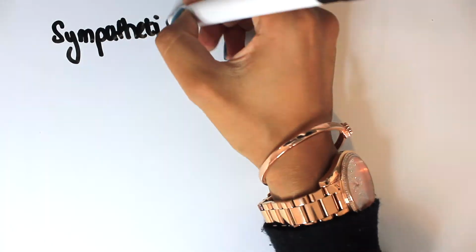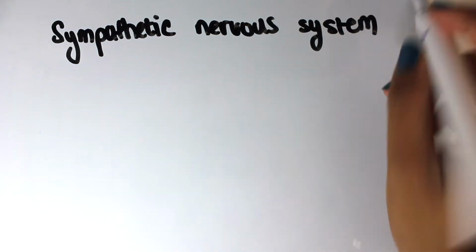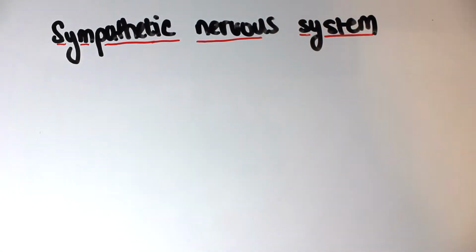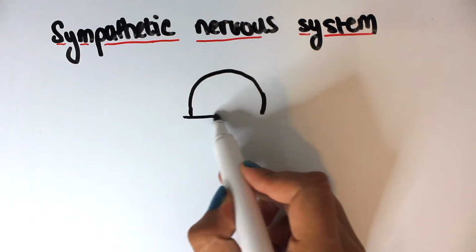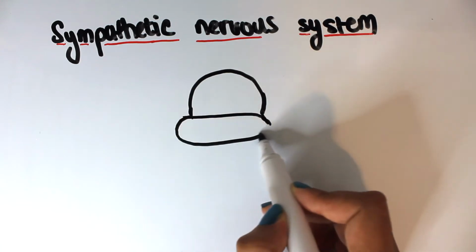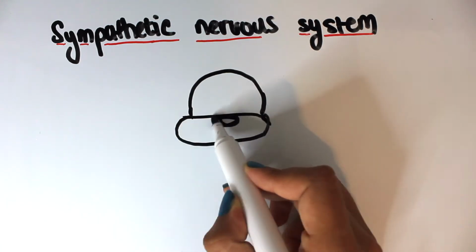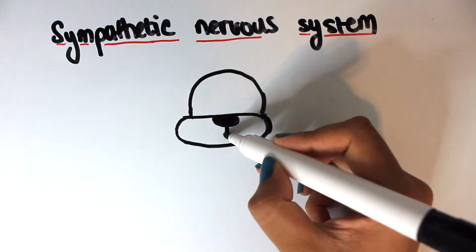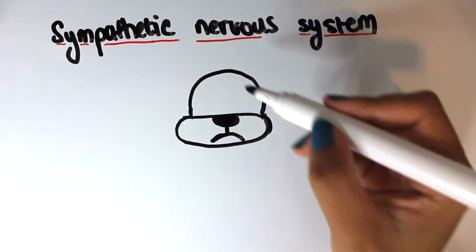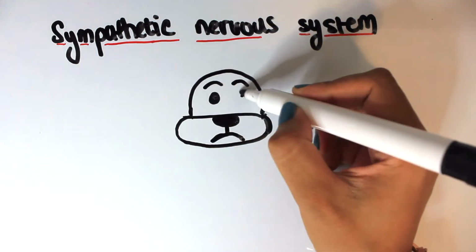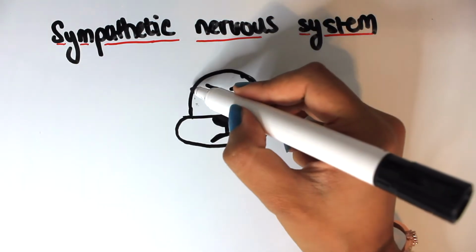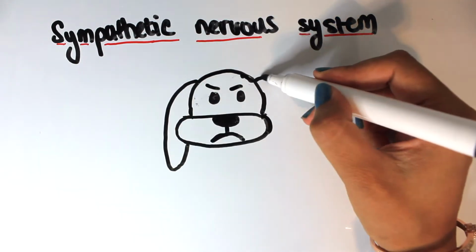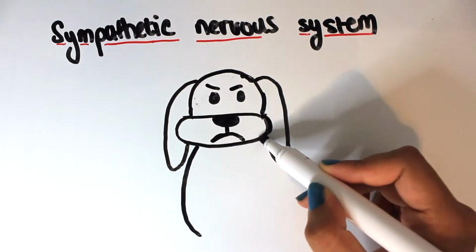Okay, so let's talk about the sympathetic nervous system now. The sympathetic nervous system is basically what happens in your fight or flight response. So for example, I'm terrified of dogs. Terrified. So if I see a dog, my initial reaction would either be to fight it, which probably won't happen, or to fly, which is basically to run. And trust me, I run for the hills.